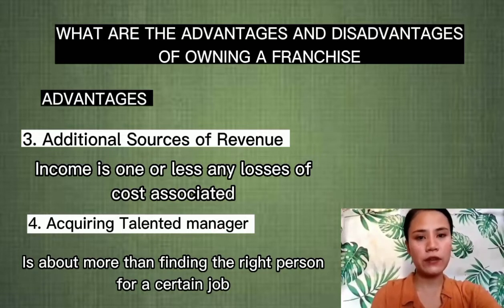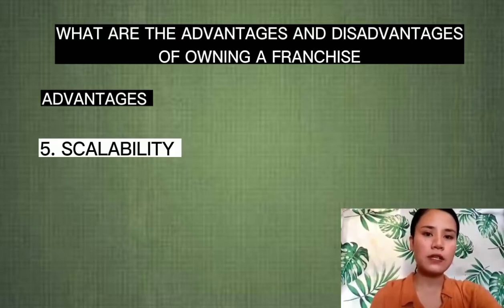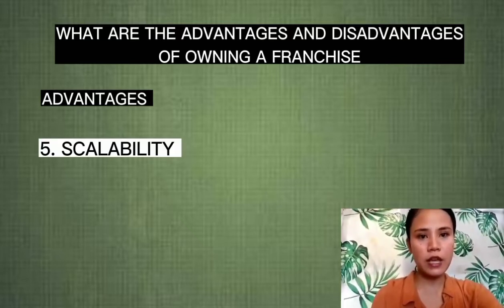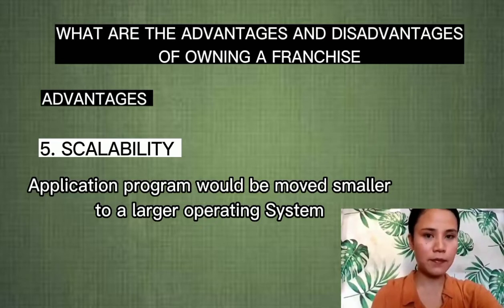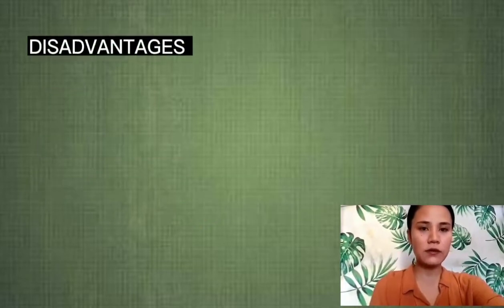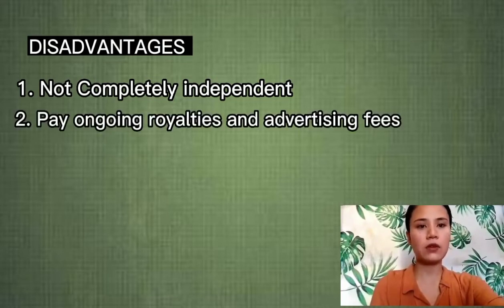Is about more than finding the right person for a certain job. And the fifth is scalability. For example, scalability is an application program that would be moved from a smaller to a larger operation or operating system. And in disadvantages, first is not being completely independent, and the second is paying ongoing royalties and advertising fees.